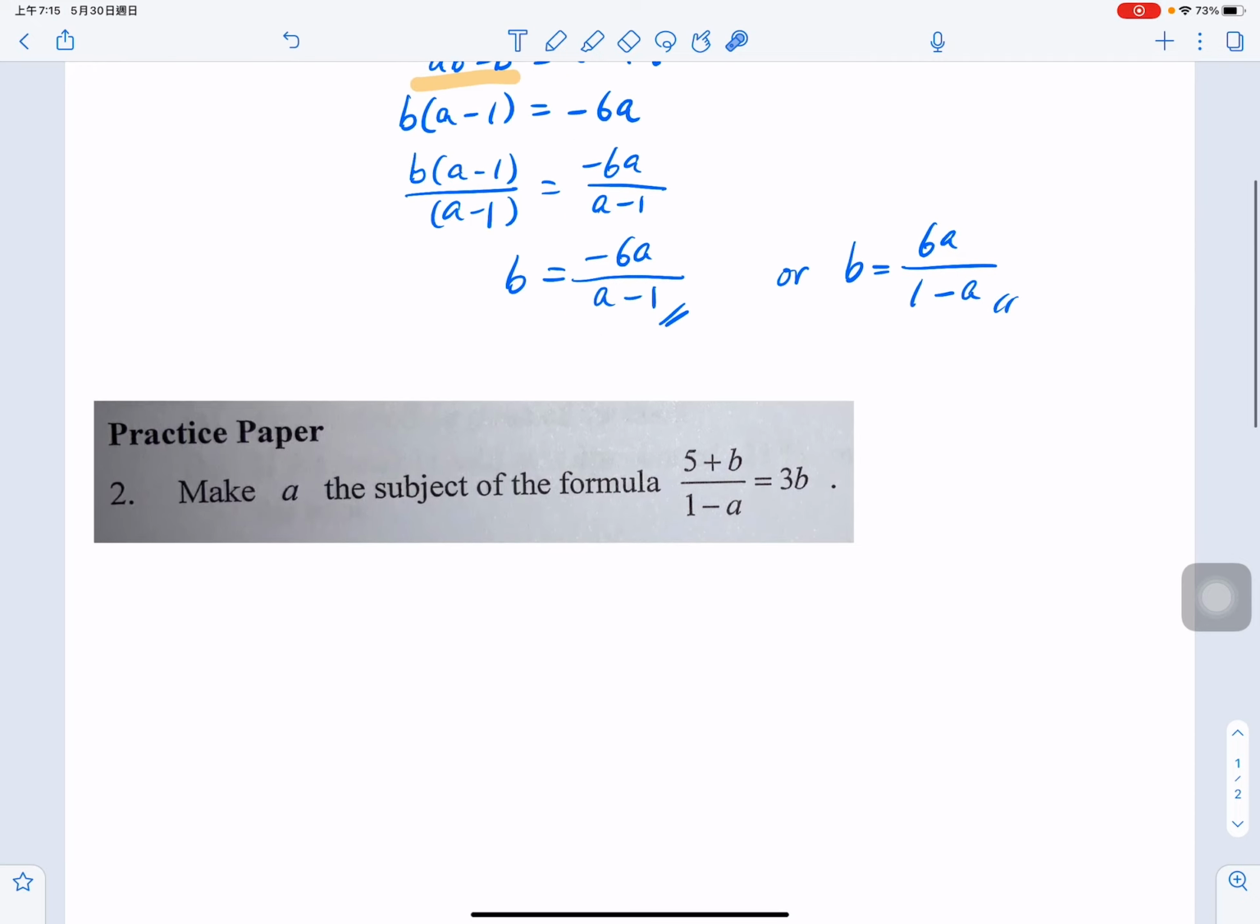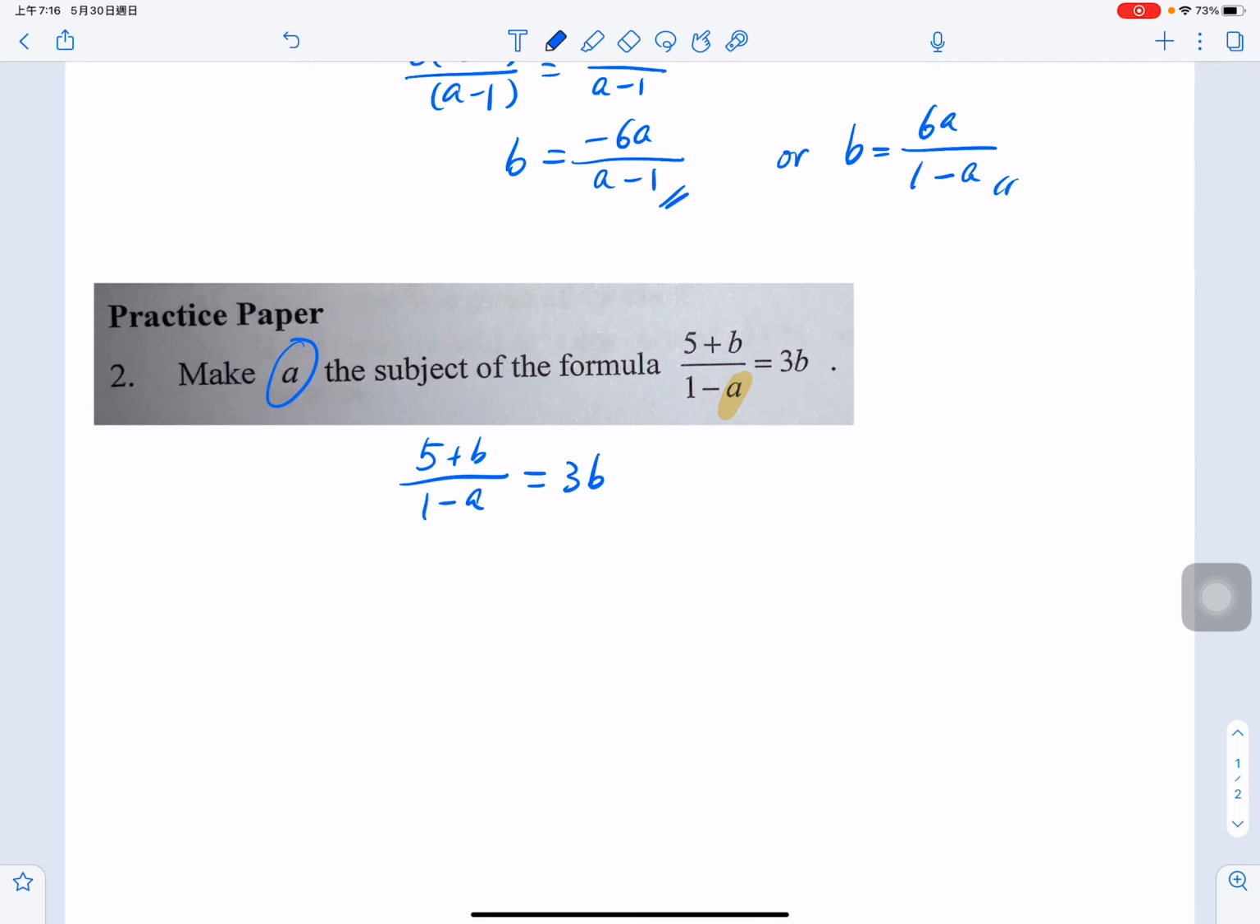So let's have a look at one more example. This one comes from the practice paper. Make a the subject of the formula. And this time we only find a here, so maybe this one is a little bit easier. (5 plus b) over (1 minus a) equals 3b. What is the first step? Both sides times (1 minus a). Okay? Remember, both sides do the same operation.